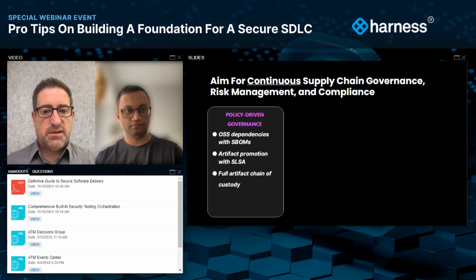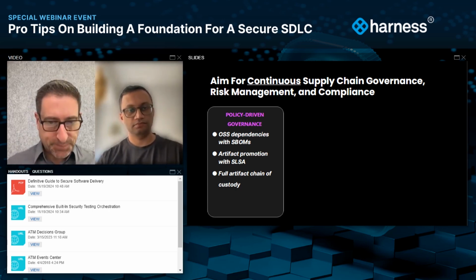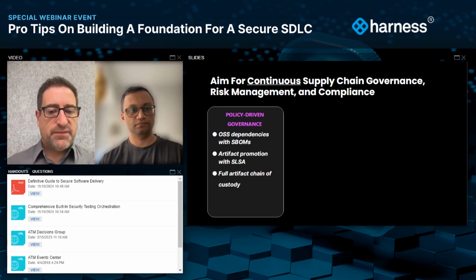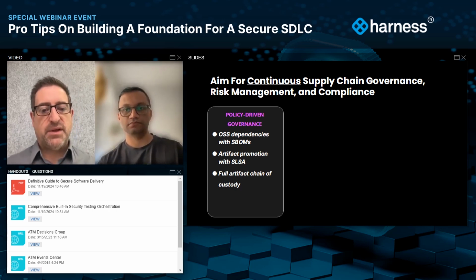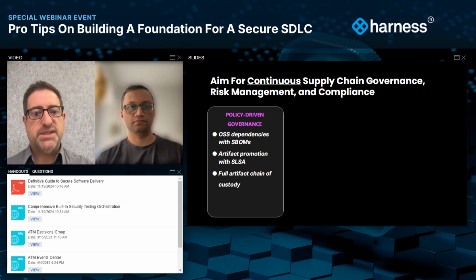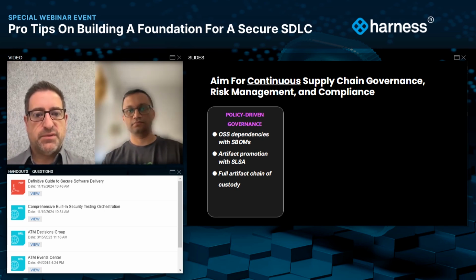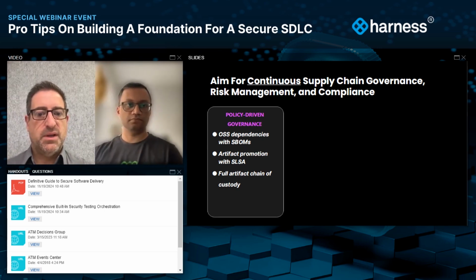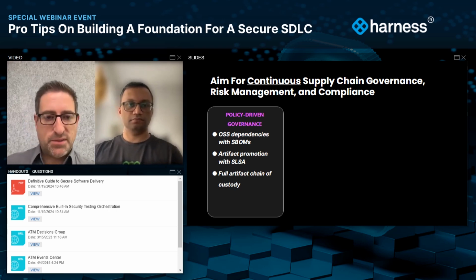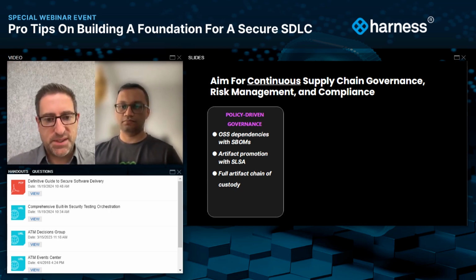And then having a full artifact chain of custody. That means at every step of the way, how that artifact was built and all of the steps and processes that it's gone through, so you've got an immutable record for that. Those are the critical capabilities required for you to achieve governance over open source software, artifact promotion, and to really make sure that your software is tamper-free.